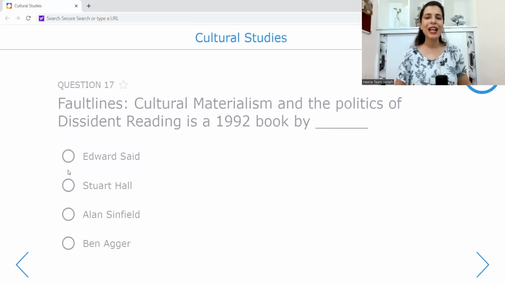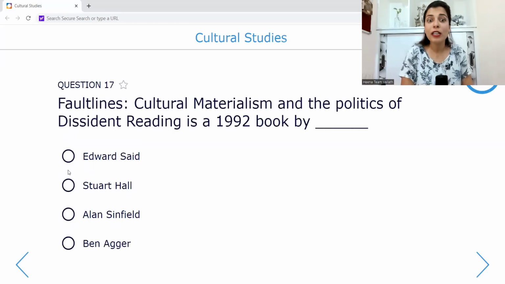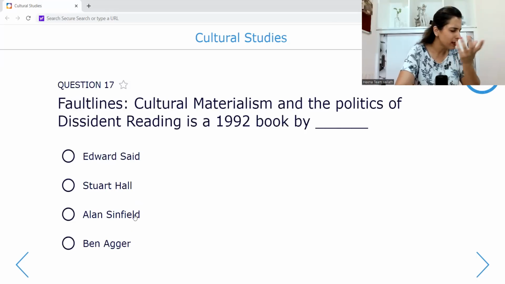Easy? Easy. Question number 17. Faultlines, Cultural Materialism and the Politics of Dissident Reading is a 1992 book by A, Edward Said, B, Stuart Hall, C, Alan Sinfield, or D, Ben Agar. Faultlines. Connected with sin, fault and sin, Alan Sinfield.